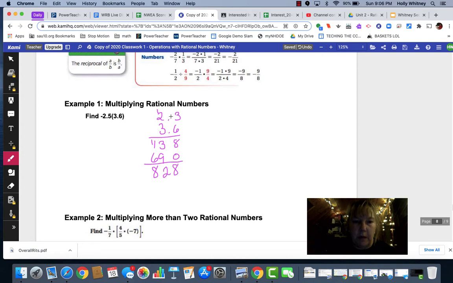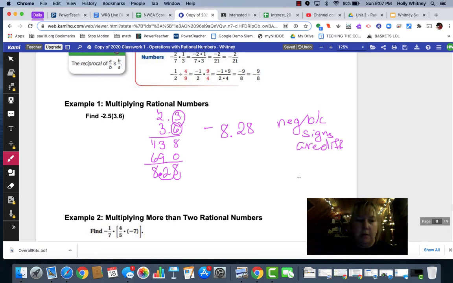And since we're multiplying, you count the number of digits to the right of the decimal point. So 1, 2, which means we move the decimal point over 1, 2. The decimal point goes there. So our answer is 8 and 28 hundredths. And our answer is negative because it is a negative times a positive. Negative because the signs are different.